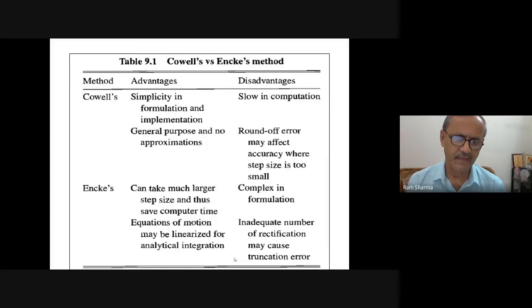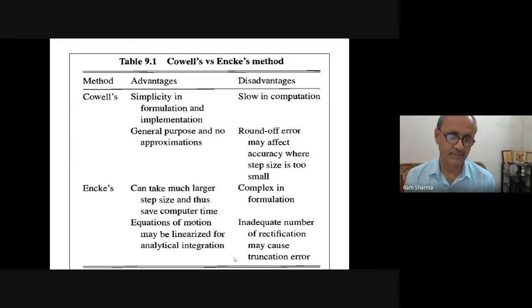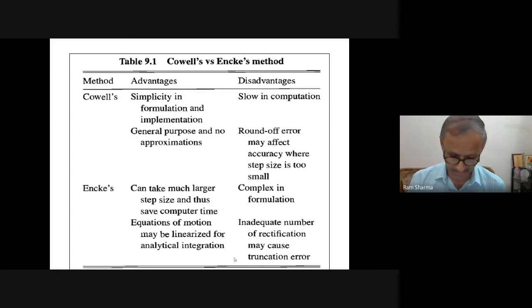That's the advantage. And equations of motion may be linearized, because sometimes with the help of the NCASE method we can do some analytical calculations also. So it helps us mathematicians. But it is complex in formulation, and in the beginning you have to form it very, very carefully. And here also a disadvantage is there: inadequate number of rectification. If we take a very large step size, then we may not end up with correct answers.